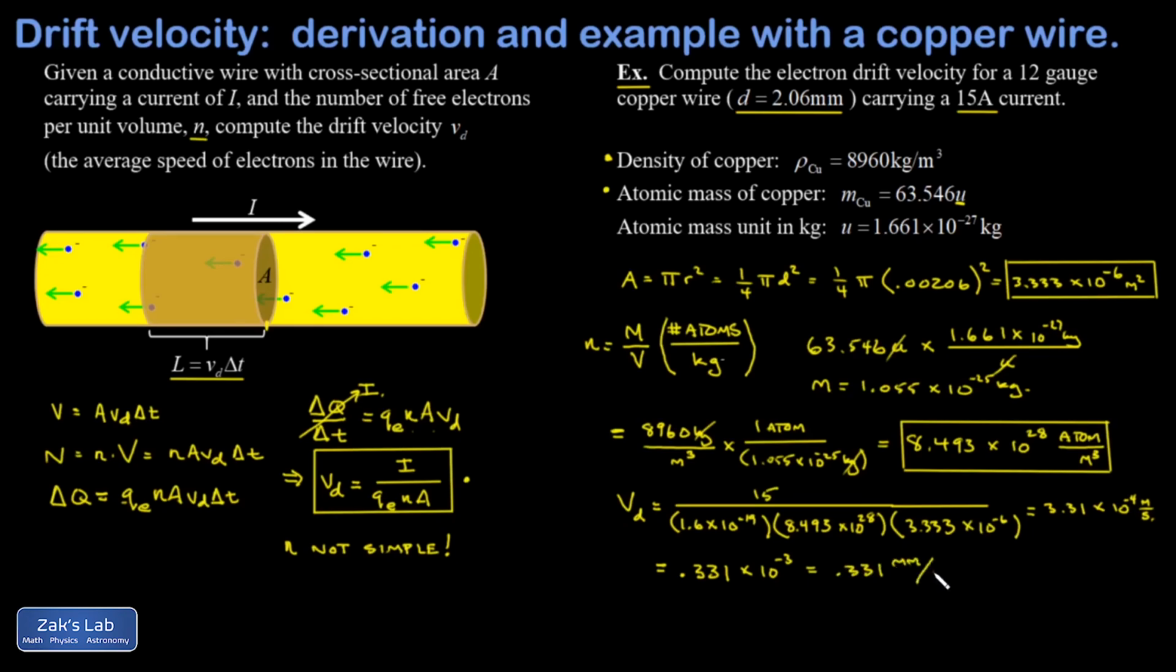So this has always been pretty surprising to me. 15 amps is a pretty sizable current, and the electrons are only moving 1/3 of a millimeter per second on average in the wire. There's just so many of them that they can deliver a lot of charge really fast.